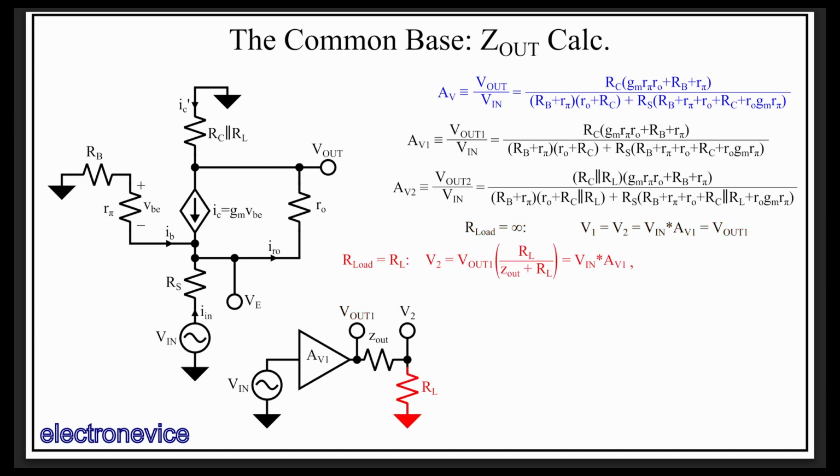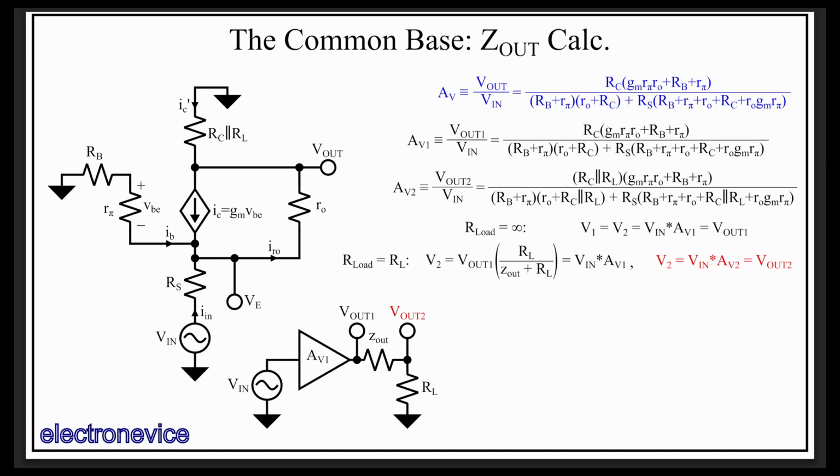If the load is equal to RL, the voltage at V1 will not change, and is still Vout1 because the amplifier is still a perfectly 0 output impedance amplifier. However, V2 is now equal to Vout1 times this resistive divider comprised of Zout and RL. Now here's the key point. V2 is also equal to Vin times AV2, since AV2 specifically incorporates RL into the gain equation, and thus V2 also equals Vout2.